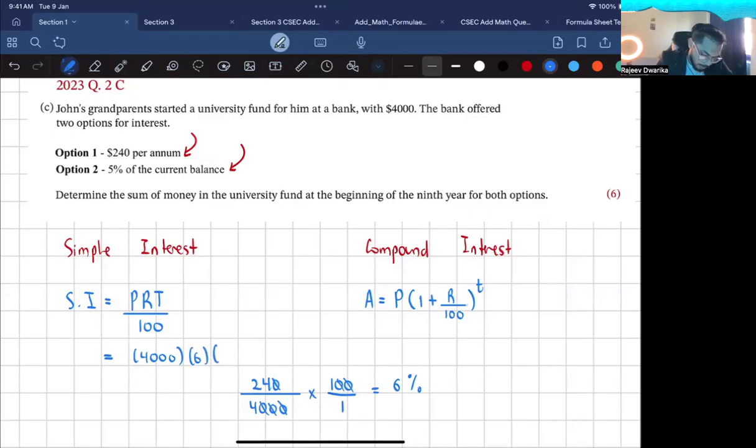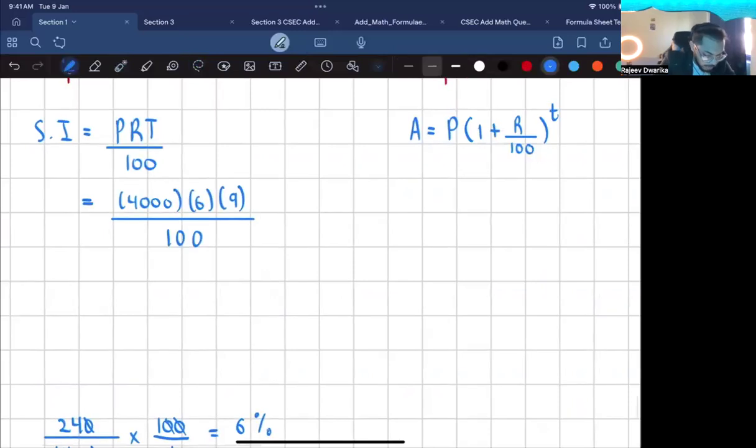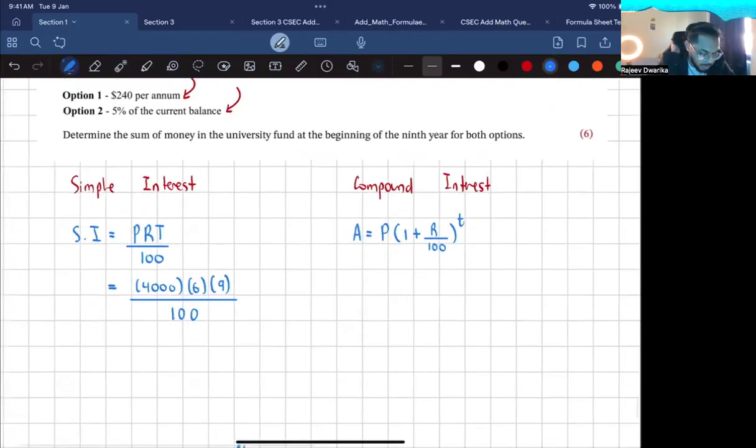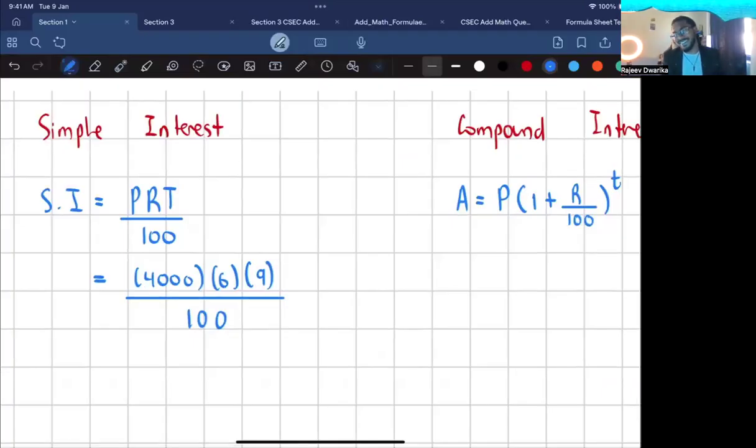And the time, 9 years. And that'll be over 100. So 6 times 9 is 54. 54 by 4 is 216. So is the answer 2,116? No, close.